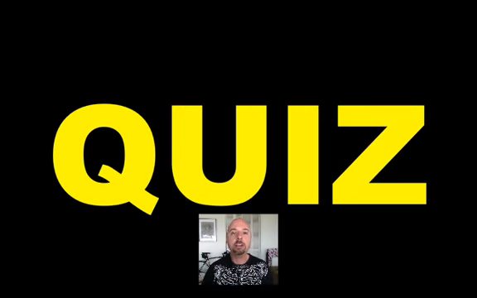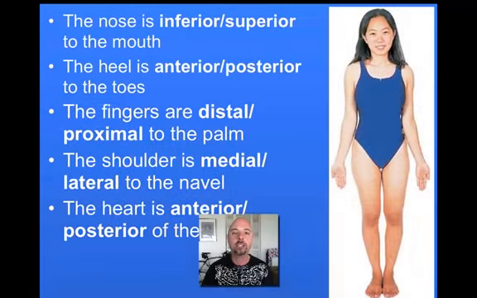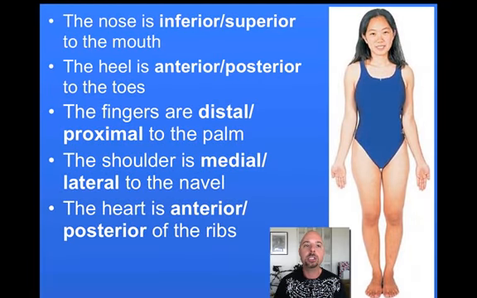Now, I want to give you guys a little bit of a quiz, but I don't expect you to answer these questions right now. Instead, you're going to go on to Edline and you're going to answer these on Edline. So, first of all, is the nose inferior or superior to the mouth? Is the heel of your foot anterior or posterior to your toes? Are the fingers of your hands distal or proximal to the palm? Is your shoulder medial or lateral to the navel, your belly button? And is your heart anterior or posterior to the ribs?